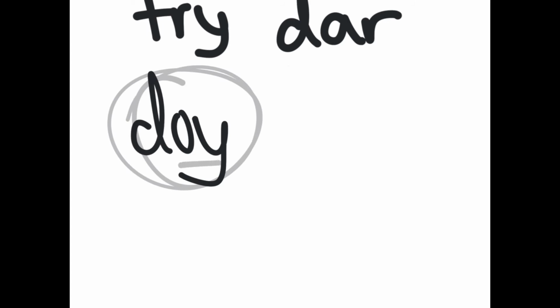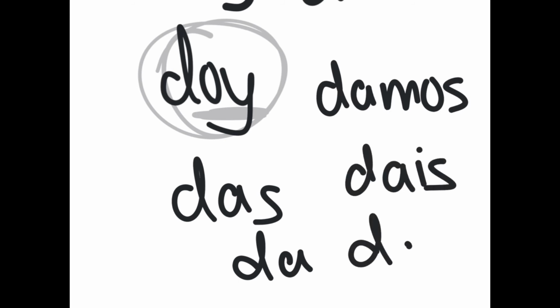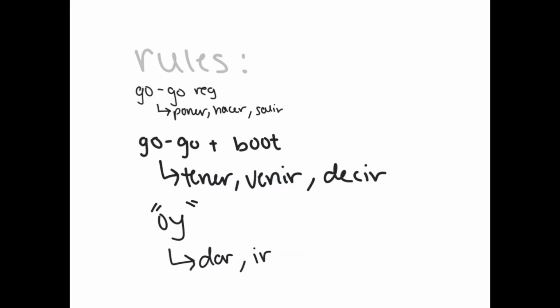Okay, so here's dar. Pause the video and try to conjugate it. I hope you tried, and here's the conjugation of dar. It is the same as ir, with the yo form being in the oi form, so doy, then it's das, da, damos, dais, dan. The rest are conjugated normally.